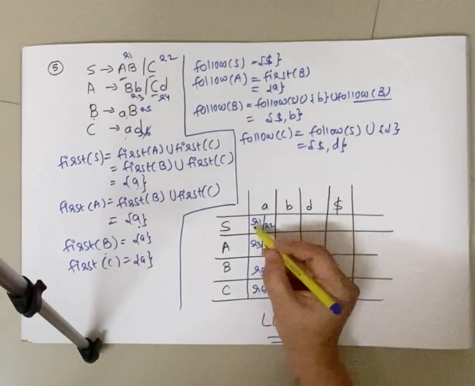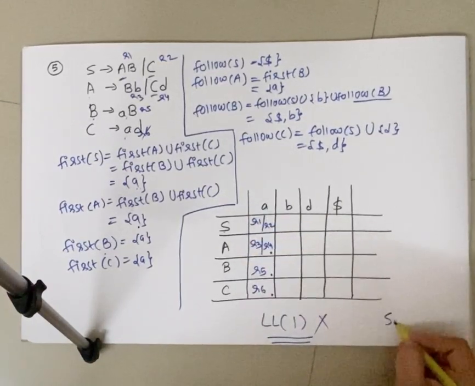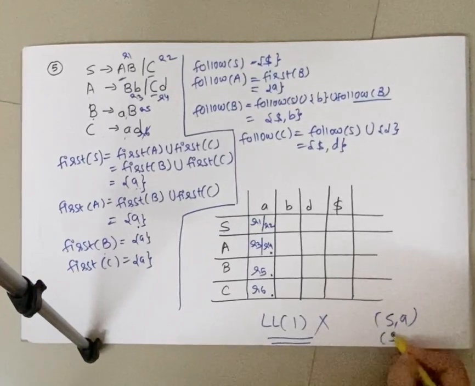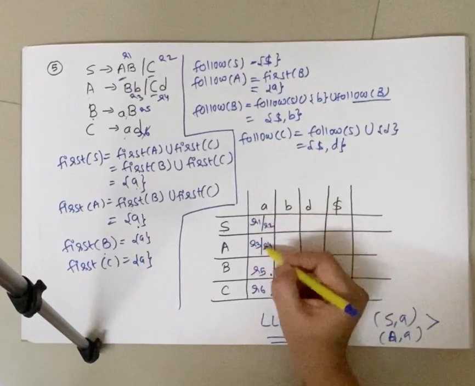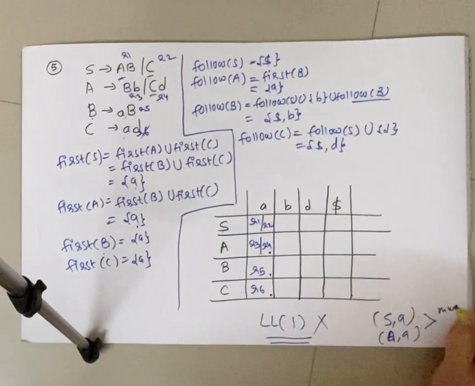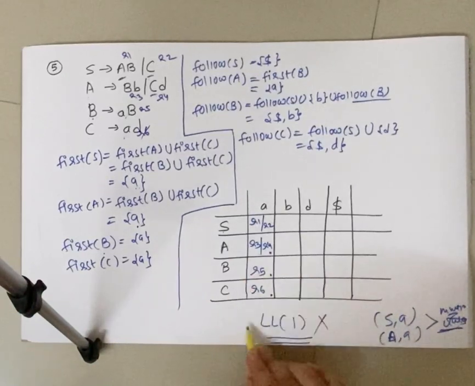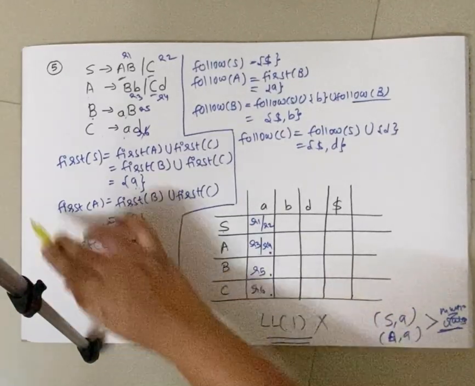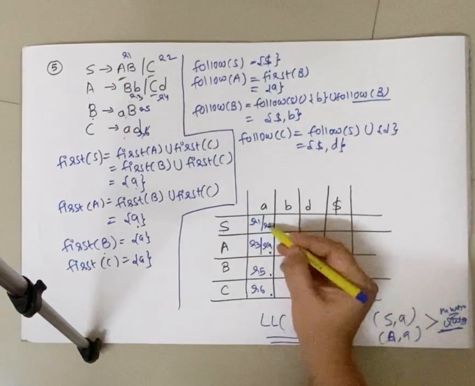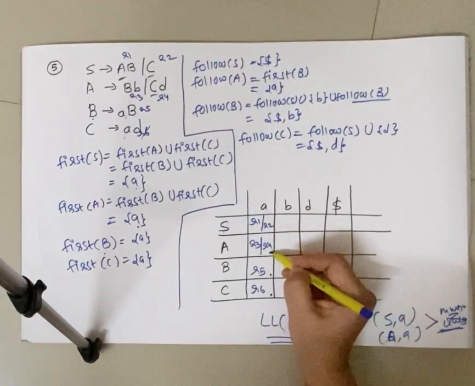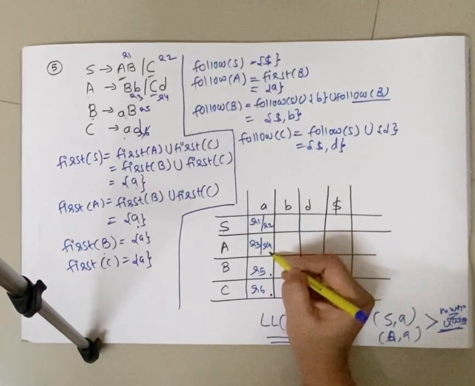Why? Because you can observe in the cell S, a and cell capital A, small a, you have multiple rules. What justification will we write over here? This grammar is not a valid LL1 grammar because cell S, a and cell capital A, small a contain more than one rule in the cell, which causes ambiguity, and hence the given grammar is not a valid LL1 grammar.